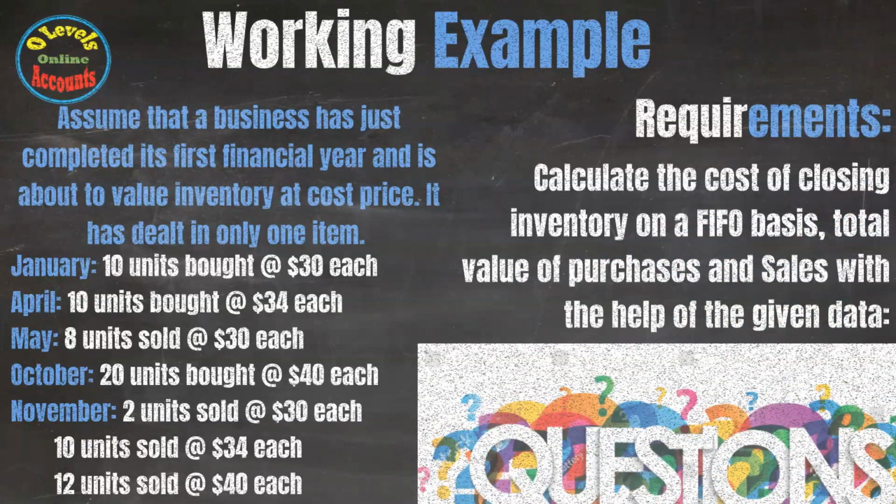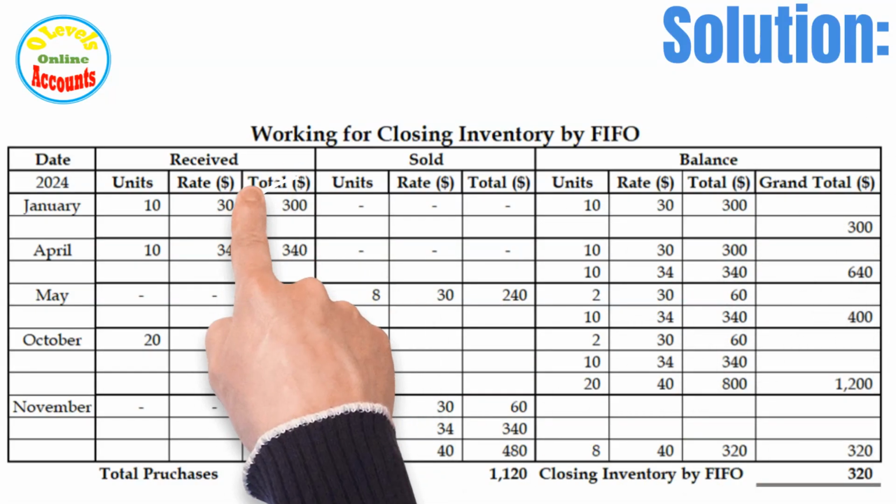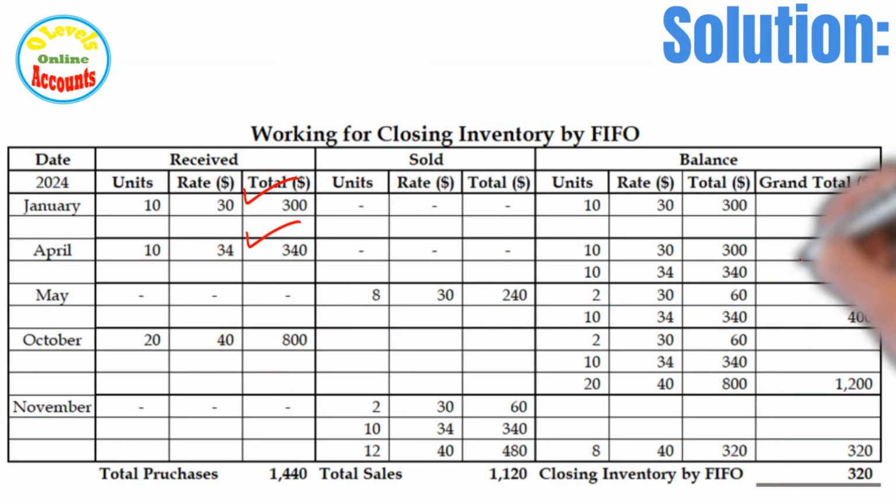Let's move to the solution. In the solution, we observe that the January and April entries are recorded in the purchase columns, and the total inventory shows as $640 at the end of April.